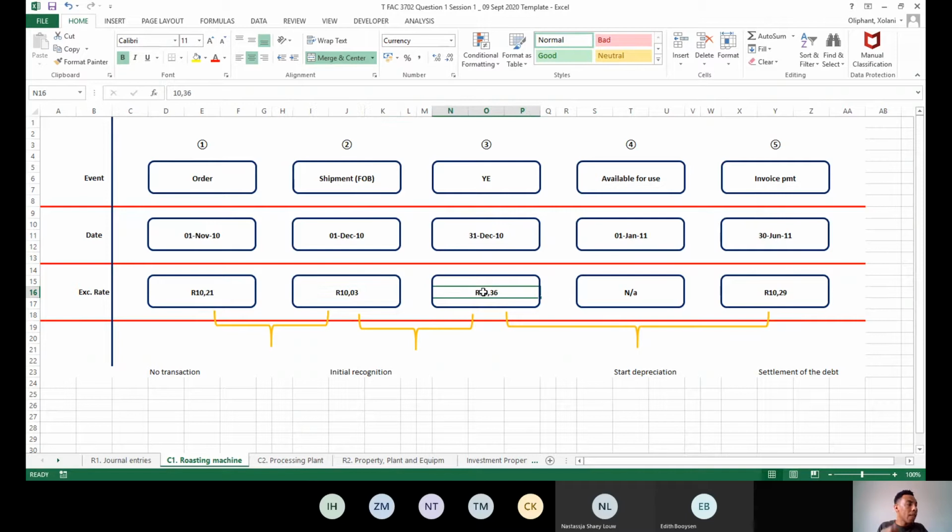Because if so, you bought the machine there, and you haven't yet paid. If you had to pay during this period here, you would have paid at 10.36, which is more than what you would have paid at that point in time, but you did not pay. But now, when you pay there, you would have paid less compared to what you would have paid during this time around. Okay, but you will see that when you get to the question itself.